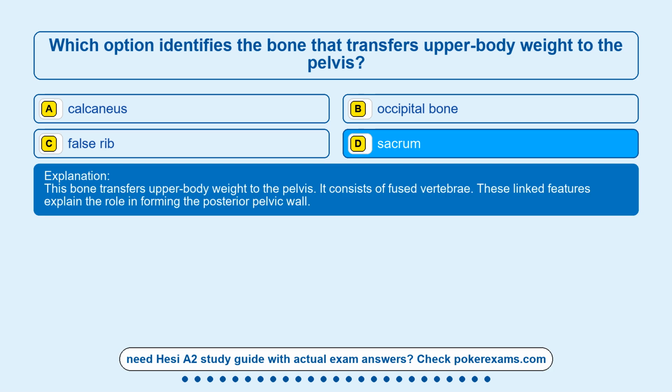This bone transfers upper body weight to the pelvis. It consists of fused vertebrae. These linked features explain the role in forming the posterior pelvic wall.